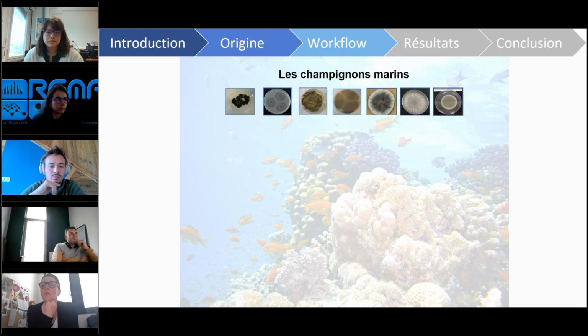So in fact, from this preliminary study, we thought it was an interesting thing to pursue and have a look at what kind of halogenated compounds our fungi are able to produce. So this is the first aspect of the project.